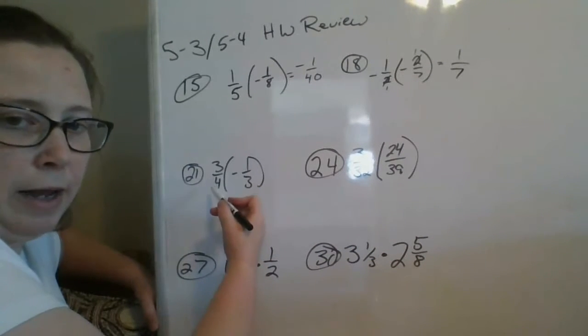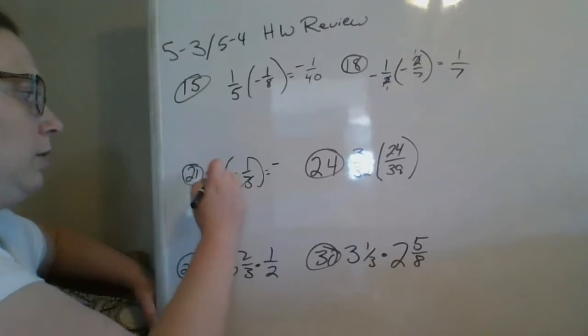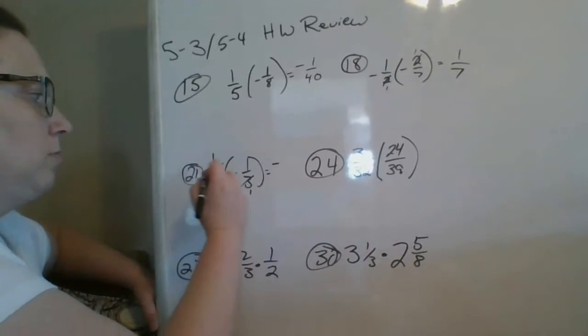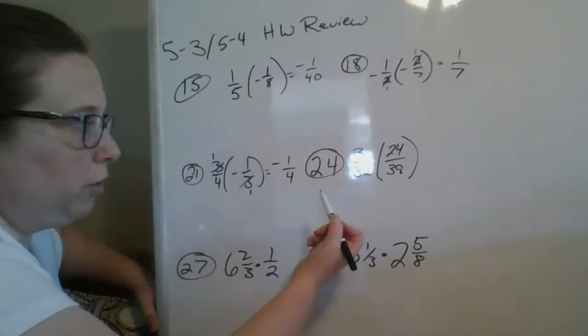Number 21, again, I have a positive times a negative. So my answer is going to be negative. These 3's cancel out. Multiply across the top, multiply across the bottom, and I have negative 1/4.